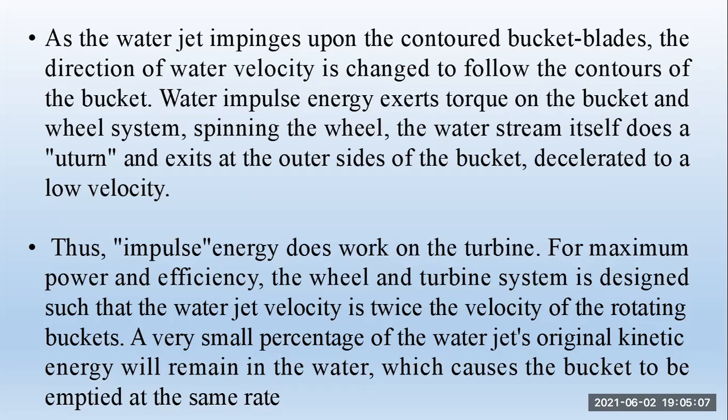The wheel and turbine system is designed such that the water jet velocity is twice the velocity of the rotating buckets. A very small percentage of the water jet's original kinetic energy will remain in the water, which causes the bucket to be emptied at the same rate.